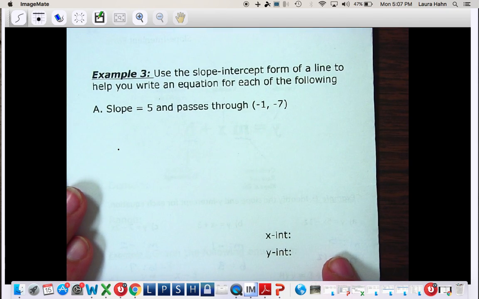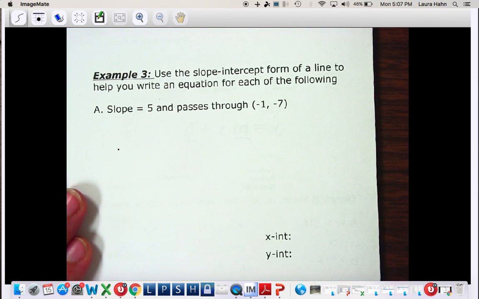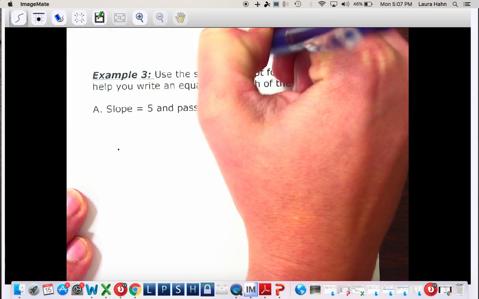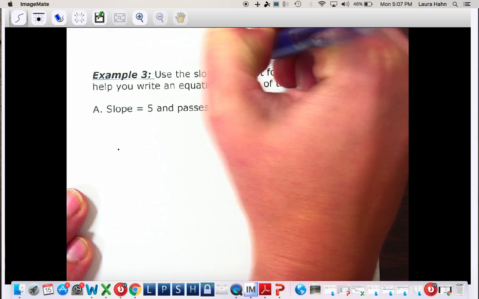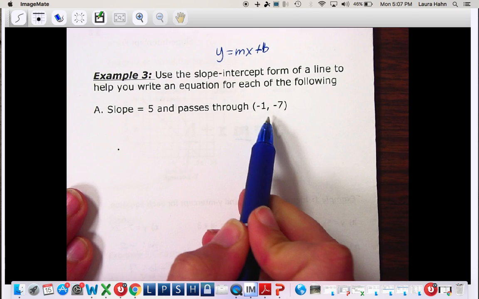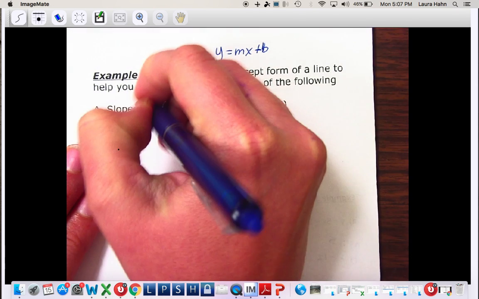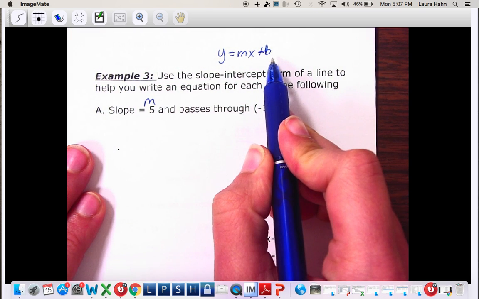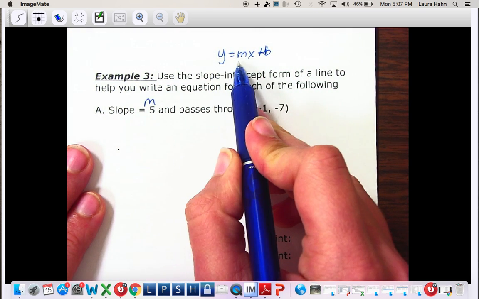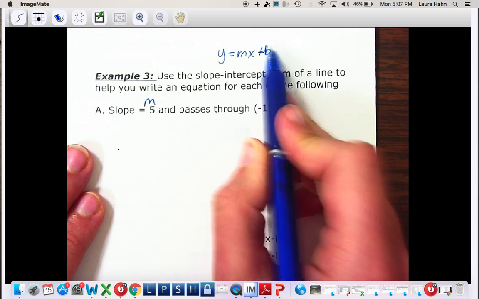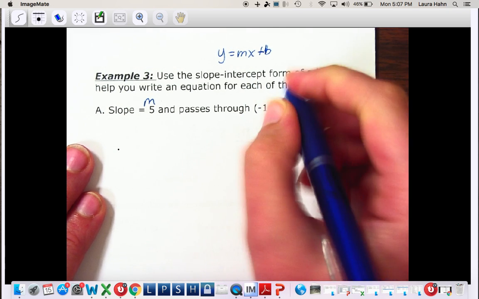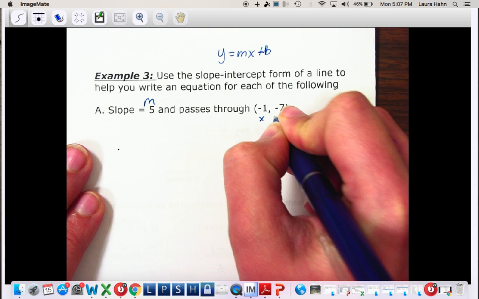Okay, so what we're going to be doing now is writing equations in slope-intercept form. So remember that's y equals mx plus b form, given the slope and given a point. Well, I know my slope is my m, but I still need to find the b, the y-intercept. So what I'm going to do is plug in for my y, my m, and my x to solve for b. You can use any point to find your y and your x. So the first number is your x, the second number is your y.